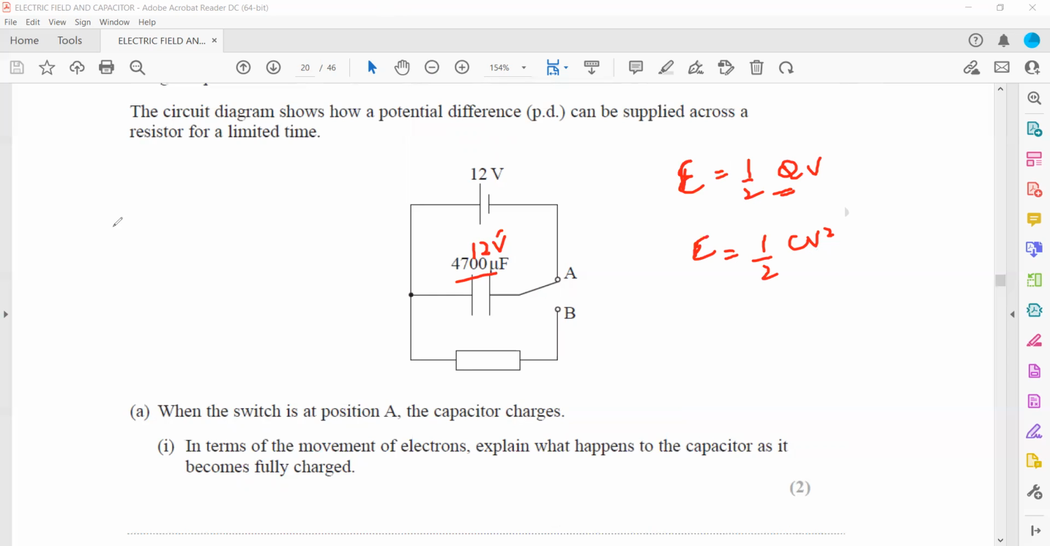So we have the capacitance and voltage: half times C, the capacitance 4700 micro, and the voltage is 12, that will be squared. When we multiply, it will be 0.34. So 0.34 joules of energy will be stored in this capacitor.